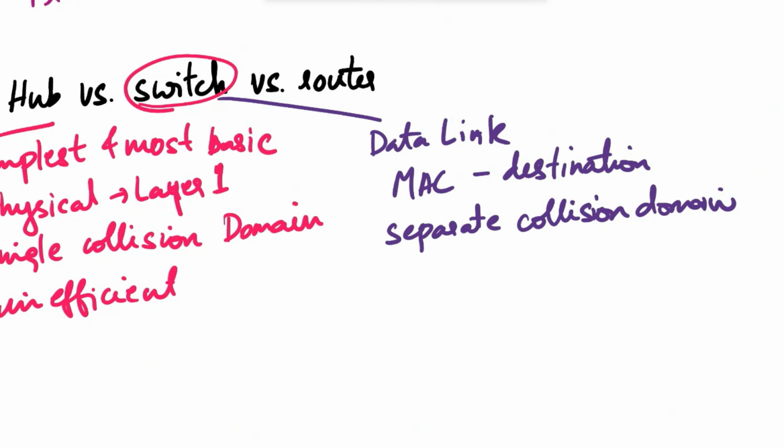Switches are highly efficient and provide faster data transfer rates compared to hubs. They are suitable for modern networks. Switches are commonly used in LANs, that is local area networks. This is to connect multiple devices within a single network segment.